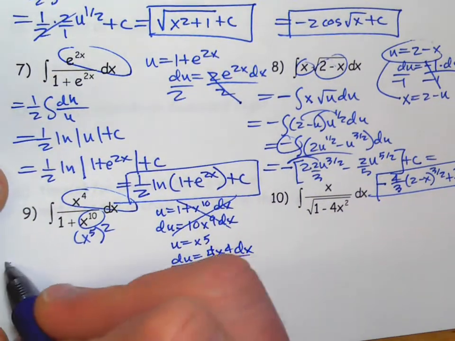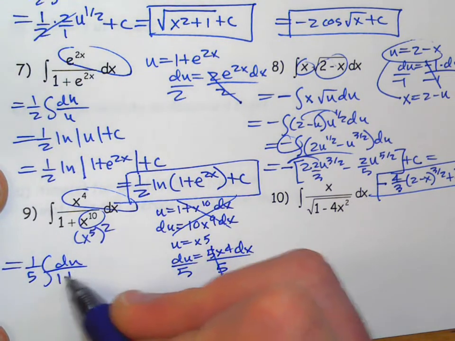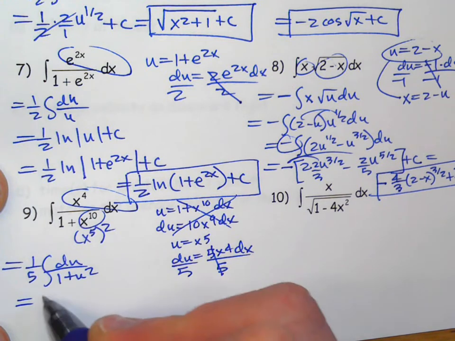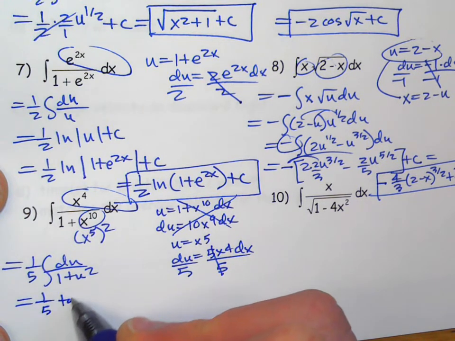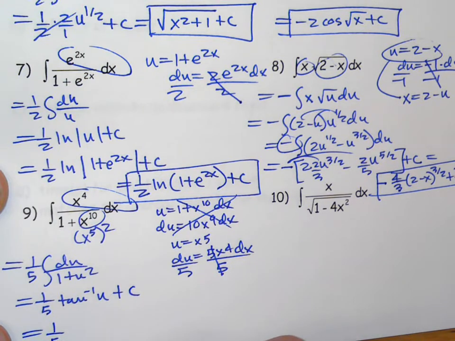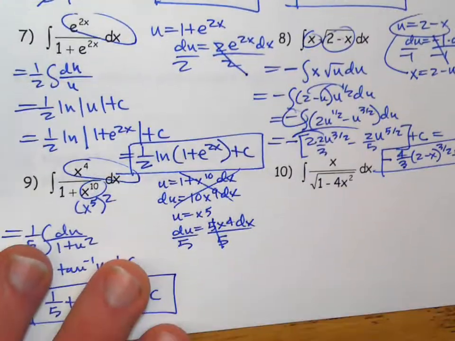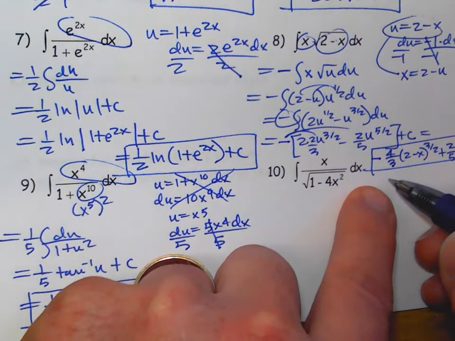So I rewrite it, 1/5 du over 1 plus u squared. That's inverse tangent, 1/5 inverse tangent u plus c. Final answer written back in terms of the original problem. So it's going to be 1/5 inverse tangent x to the fifth plus c.